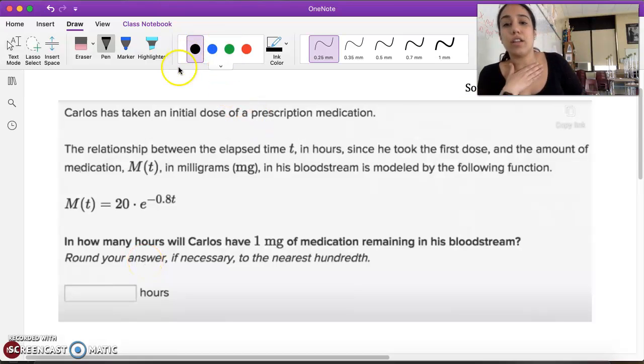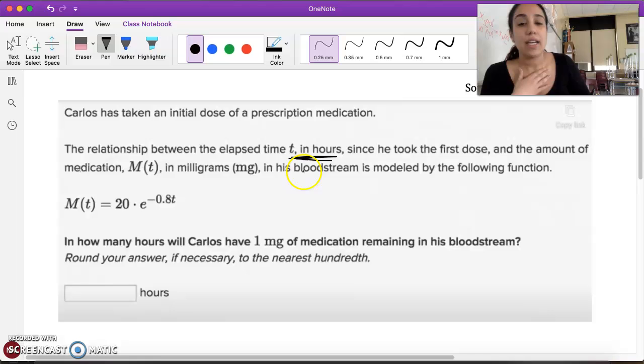Carlos has taken an initial dose of a prescription medication. The relationship between the elapsed time t in hours since he took the first dose, and the amount of medication, m of t, in milligrams, in his bloodstream is modeled by the following function. So t is hours and m of t is the amount of medication in his bloodstream. Okay, so they tell you the function.